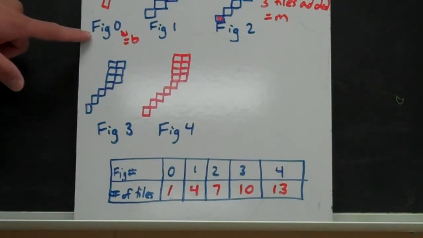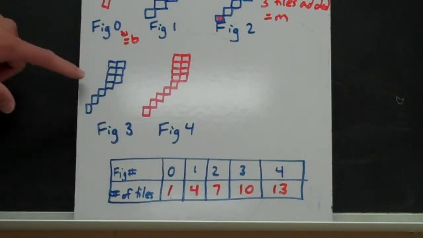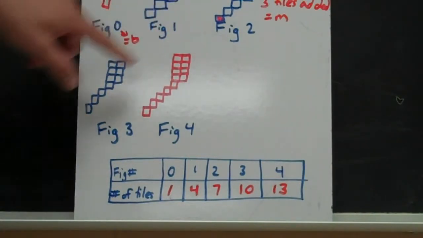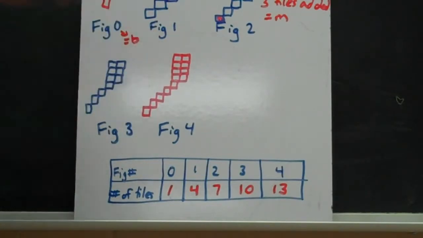We also want to draw figure 0 and figure 4. So to get figure 4, we just continue the pattern. We put one more on the bottom left and two more onto the top.